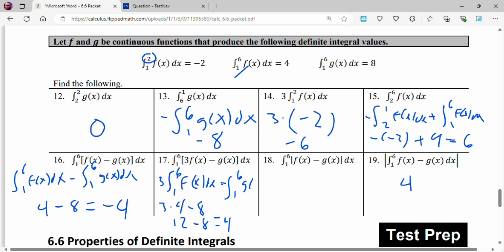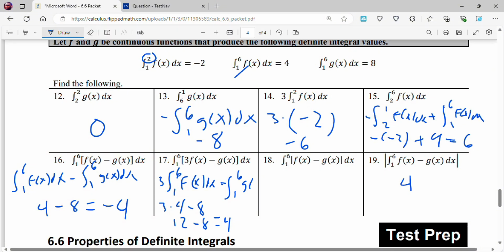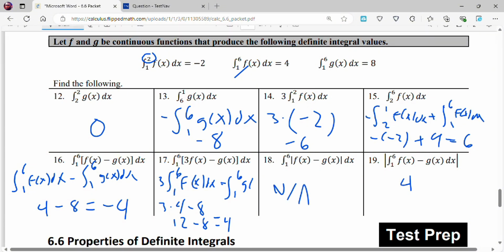we're going to be able to find the integral from 1 to 6 with the absolute value on the inside. You can absolutely do that with the absolute value on the outside, but on the inside, I'm not sure if we can make that assumption. So for the sake of this, we're just going to write no answer.